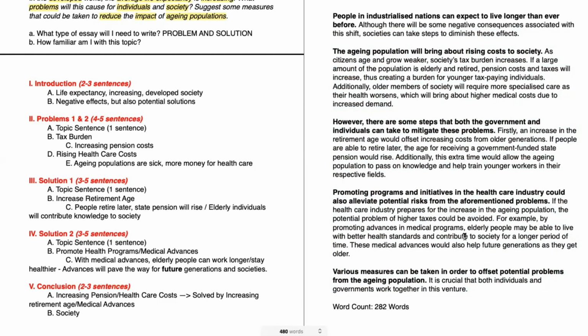In terms of the grammar, the modal was used because in problem and solution essays, you want to suggest and propose various measures, and the modals are perfect for that. So always keep that in mind. I also used various conditionals. So if you look here, we see if a large amount of the population is elderly, pension costs will increase. And the vocabulary was on point. I've got a lot of great connectives. I have nice phrasal verbs such as pass on or bring about, and really nice high-level vocabulary words such as mitigate. So these are things you always want to keep in mind when writing your essay.